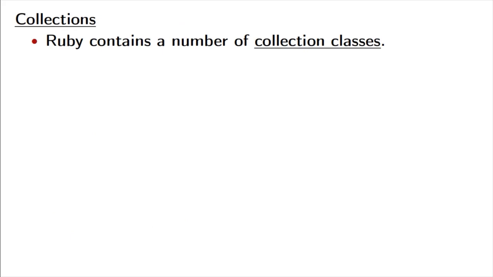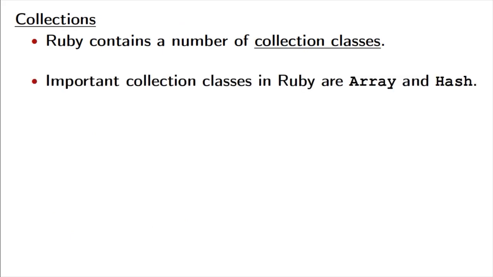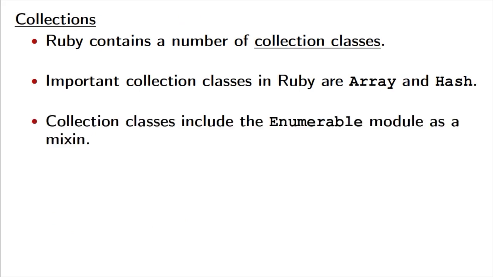Collection classes can be used to store collections of data. The most important collection classes that we'll use in Ruby are the array and the hash classes. Collection classes include the enumerable model as a mix-in. A mix-in is a way to combine classes together, so the methods in the enumerable module become methods in the array and hash classes. Thus, array and hash, and indeed any collection that mixes in enumerable, will share a common set of methods that are provided by the enumerable module.